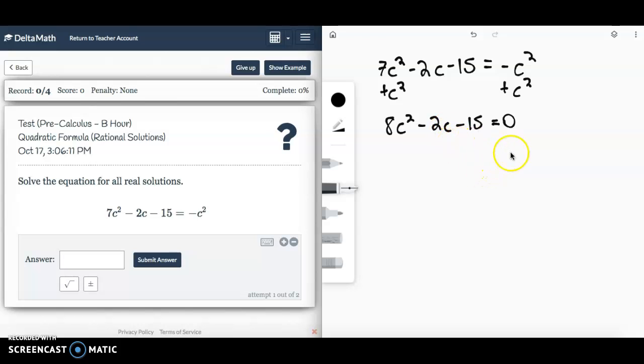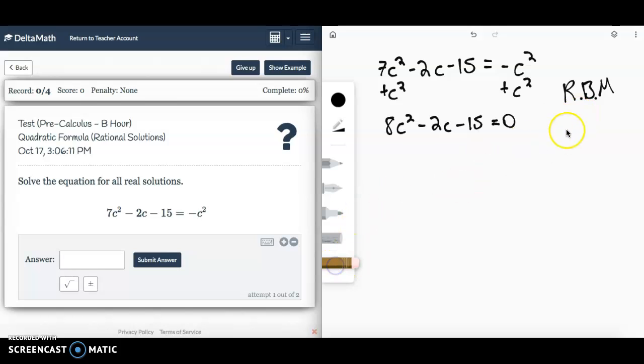Now, your other default method that you can use, if you want to try it for these ones, since we have a leading coefficient that's greater than 1, you can always try the reverse box method. So if you feel more comfortable attempting that, feel free to go ahead and try that. But this video is for the quadratic formula, so I'm going to show you how to use the quadratic formula for this one.